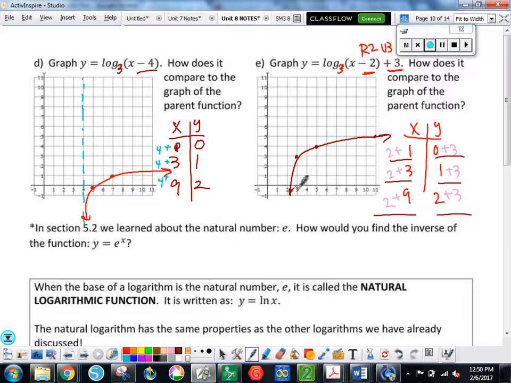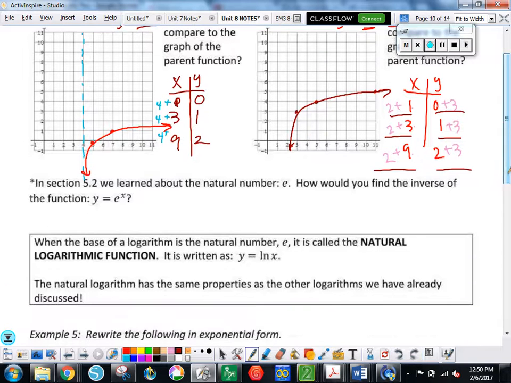Okay. Really quick, let's talk about the E. E is a natural number. You can get E by doing a really long calculation. It's like 1 plus 1 over n, to the n. As n gets really, really big, what value would this be? That's how you find E. Kind of ugly.